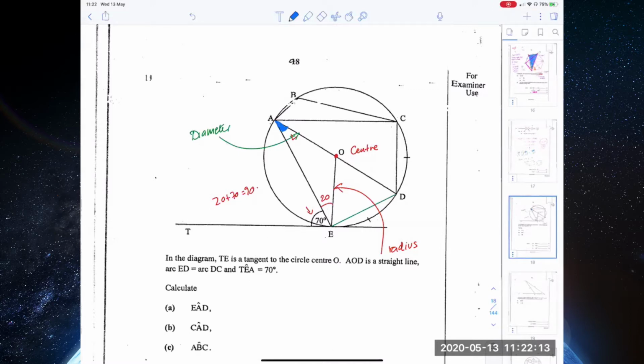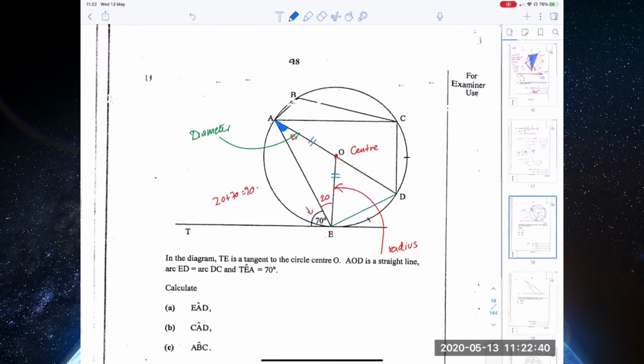What do you think? If you don't know, you just quickly tell me. Subtended by the same chord. No, these are the chords, isn't it? These two, this one and this one, they are both radii. This is a radius, this is a radius, which means they are equal. So I can do this.